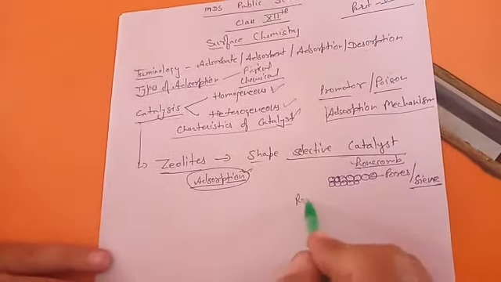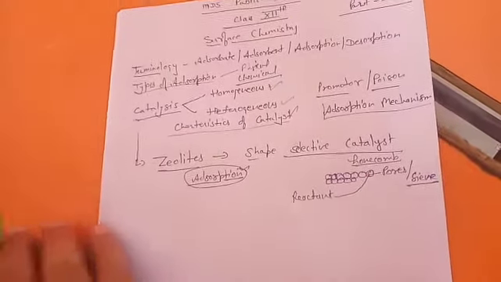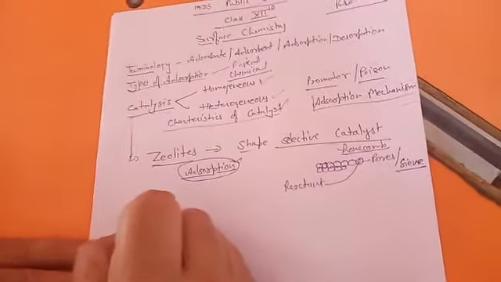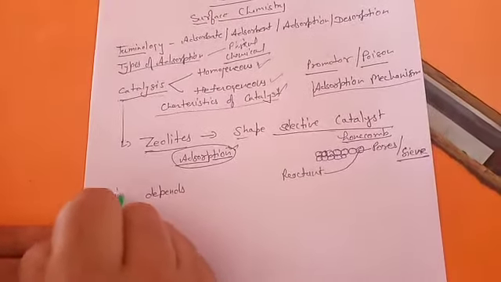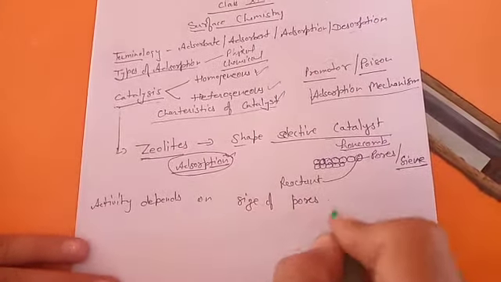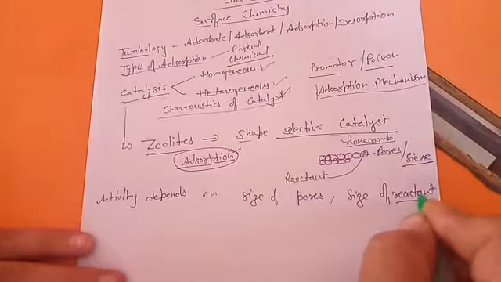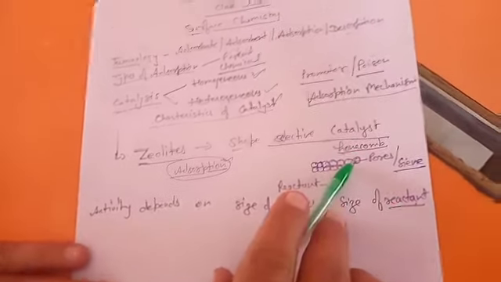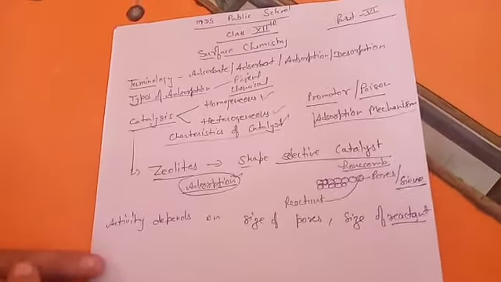So your reactant particularly adsorbs in these sieves or pores. That's why the activity of zeolites depends on the size of pores and the size of reactants. Both things are needed. Only particular kinds of reactants whose size is comparable to the pores will get adsorbed on the surface, and only for those can these zeolites act as a catalyst.